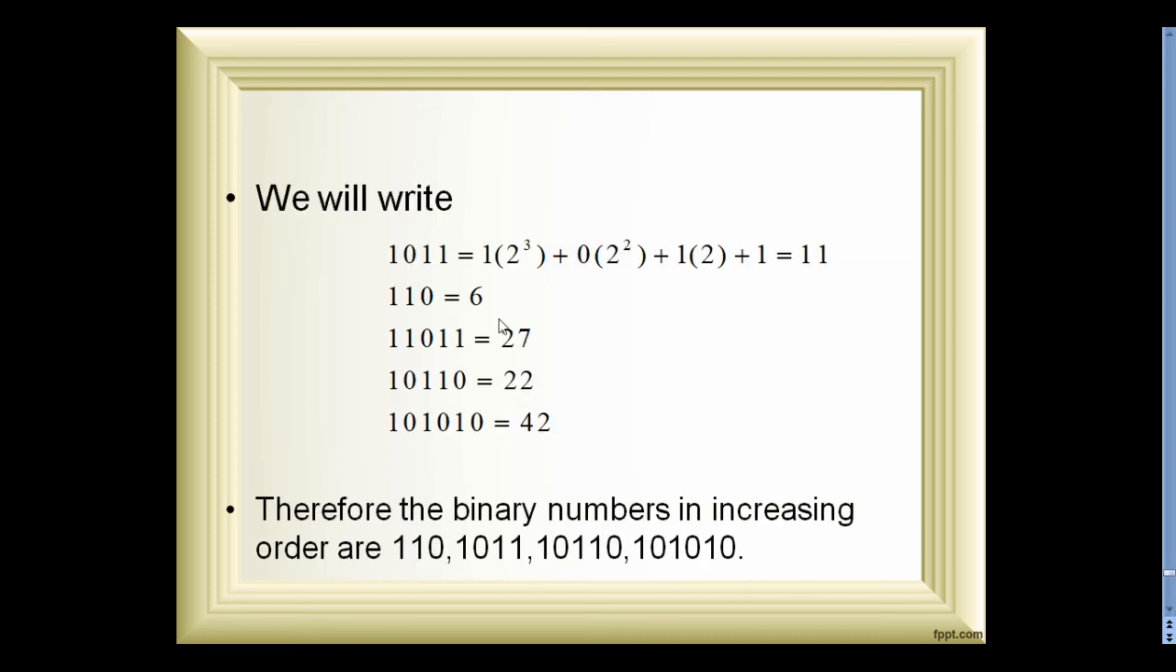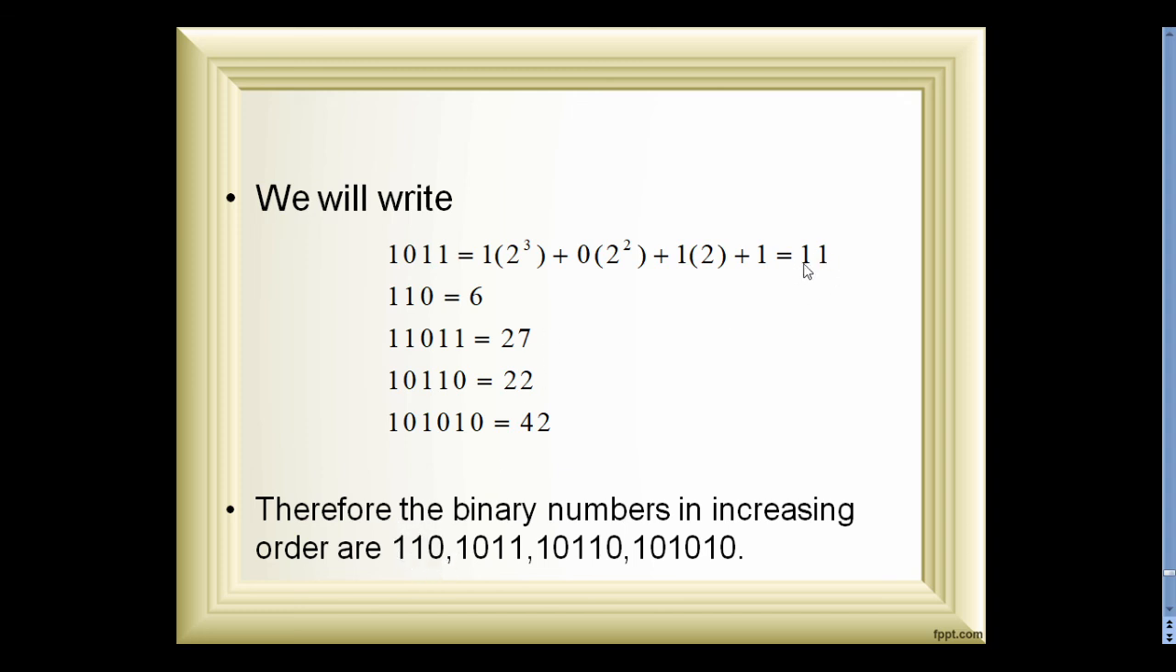Now you have all the decimal values, so you are going to write them in increasing order. Increasing order means we write from the smallest one upward. Which is the smallest value? 6 is the smallest. What is the 6 value? 110. So first we will write 110.